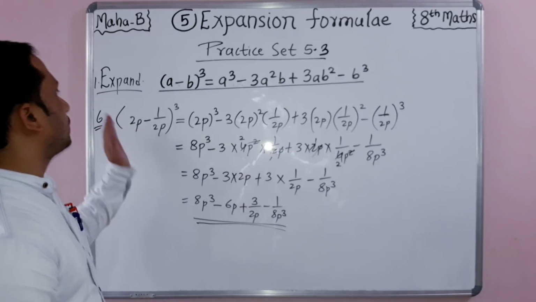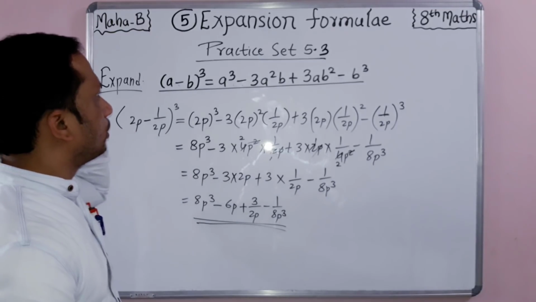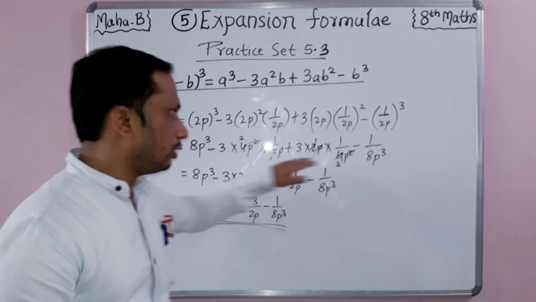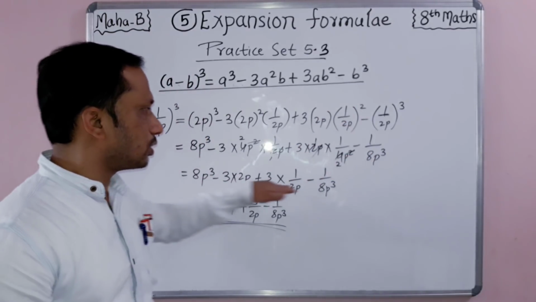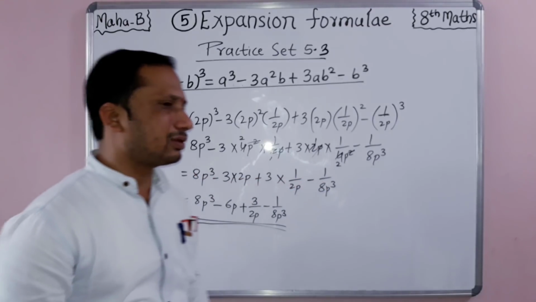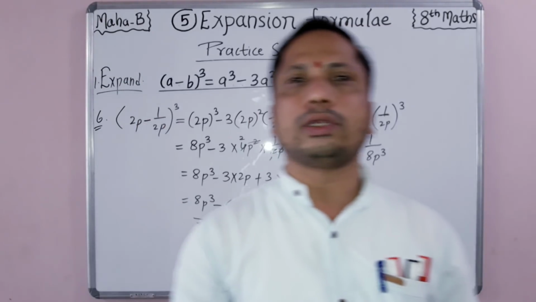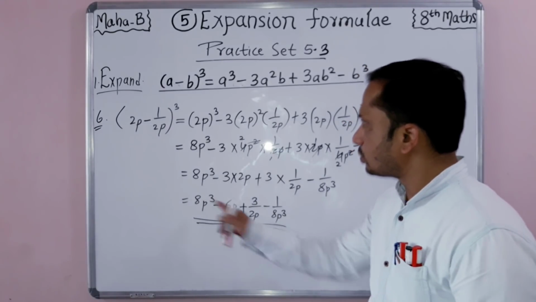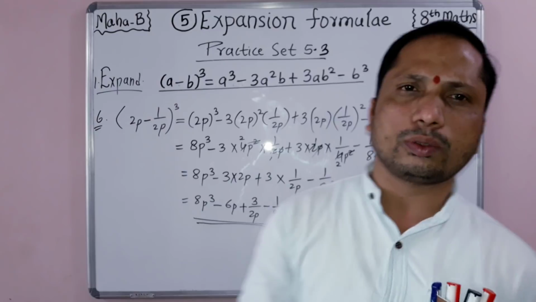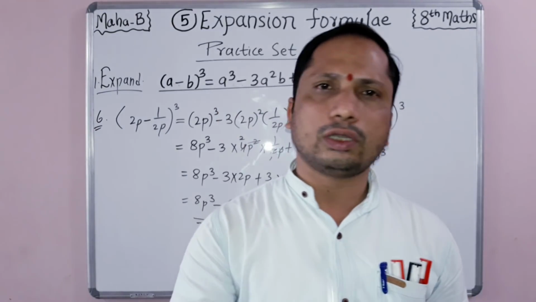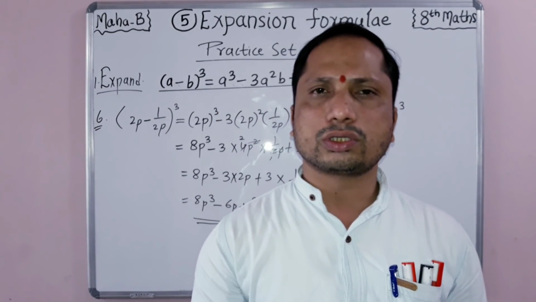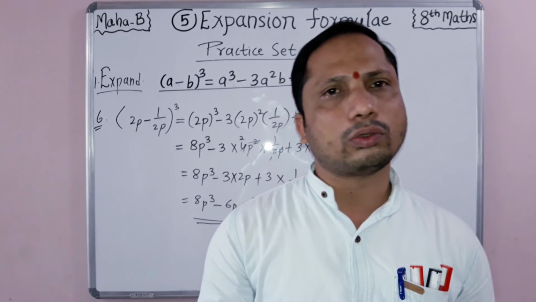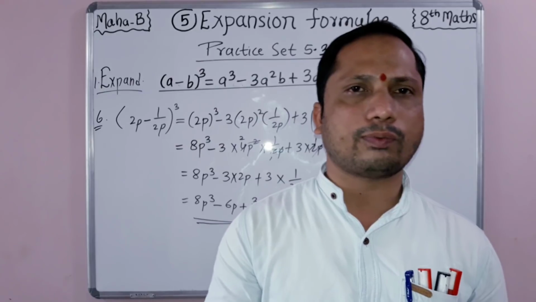First you have to expand the problem in the form of this formula, and then you have to do the correct procedure, the correct calculation, correct multiplication, correct division, and finally you can obtain the solution. So this is very easy, students: just use the formula, put the values, find out the squares, and do the multiplication and division, and finally you get your solution. Now we are going to solve the next problem of practice set 5.3.